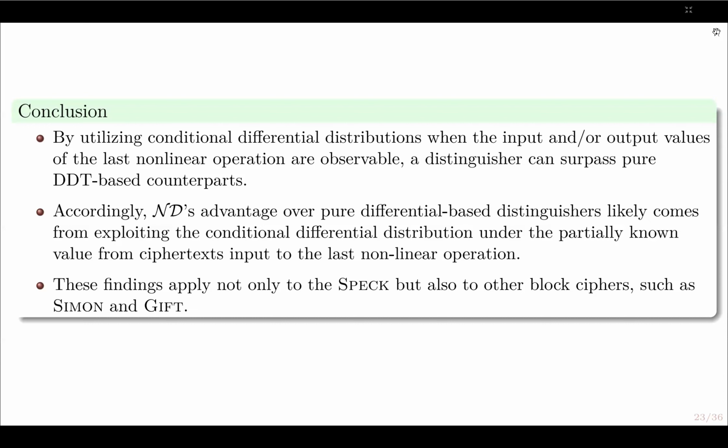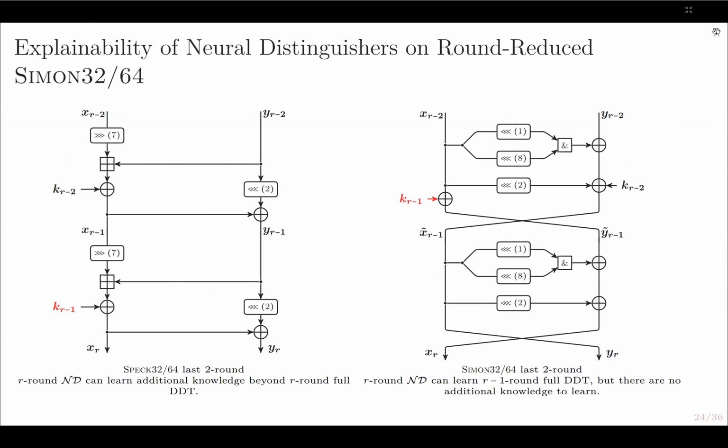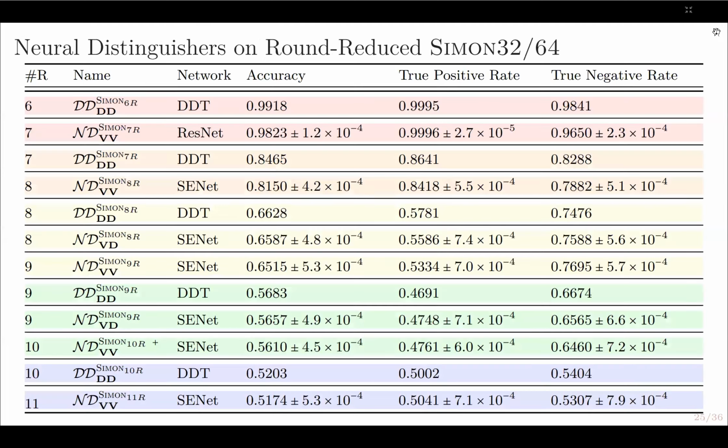So for Simon, previously we observed that the output goes through the last nonlinear operation. We can fully observe the values. So this could explain why previous research showed that the round-R neural distinguisher could achieve accuracy close to round R minus 1 on the differential distribution-based distinguisher.